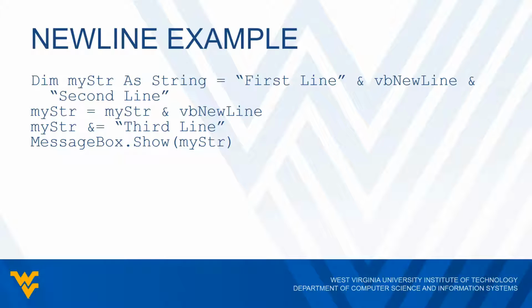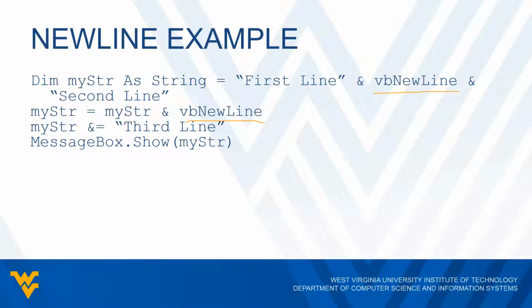So here's some code. We have a string, which we'll call myString, and notice that we initialize it to "first line", and then we concatenate our new line character, this vbNewLine right here, and then we concatenate the string "second line". So then let's see what happens after that. The next line, we're going to concatenate another new line character right here, and then we're going to concatenate the string "third line" to it as well.